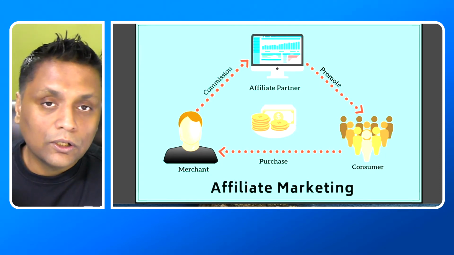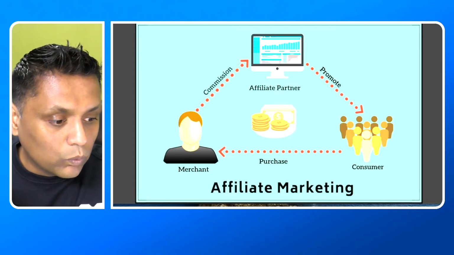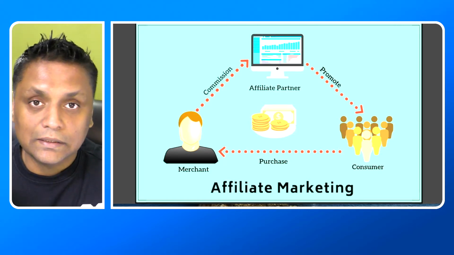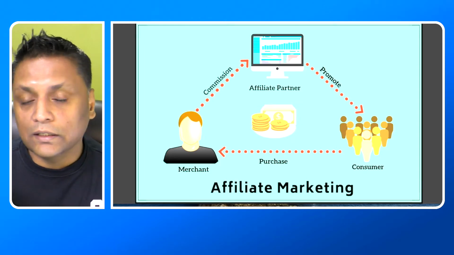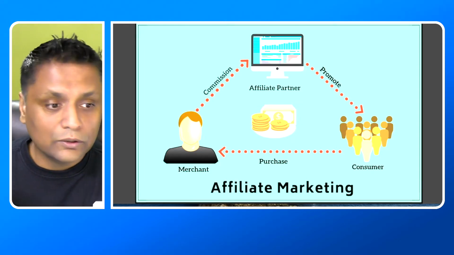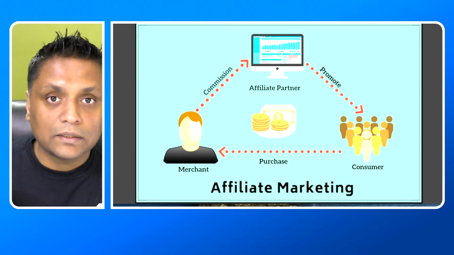Your job as an affiliate is to promote that product to the right target audience, and once they make a purchase of the product, you are going to get a commission, and those commissions vary from product to product. It could be $10, it could be $100, it could be $500,000, and there is no limit. It depends on the product you are promoting.